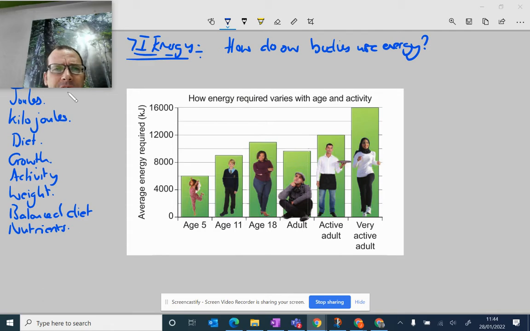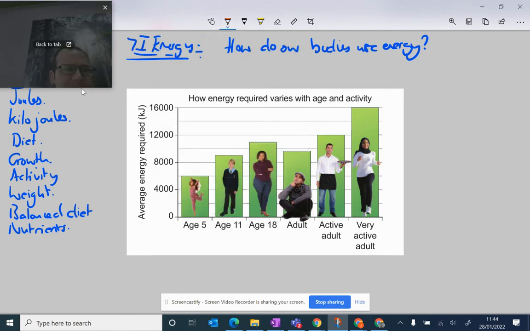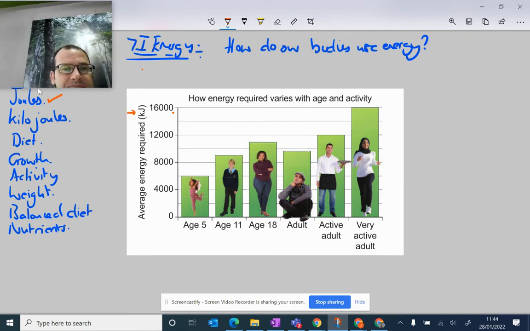How do our bodies use energy? Now, I guess the first thing we would be good to look at is what is energy measured in? Well, energy is measured in joules. But you would see here, actually, on this graph, we've got kilojoules. Because we require such a large number of joules, it's actually easier to call them kilojoules.